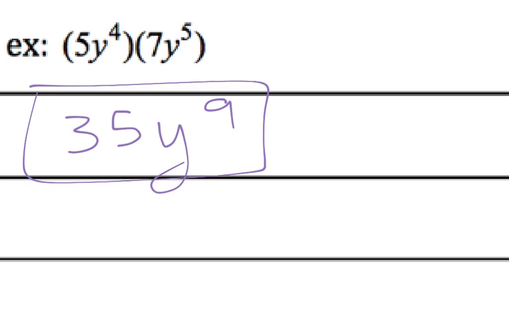I feel this one's pretty straightforward. 5 times 7 is 35. Y to the 4th, y to the 5th becomes y to the 9th. 2 more seconds before I explain the next one. 1, 2.